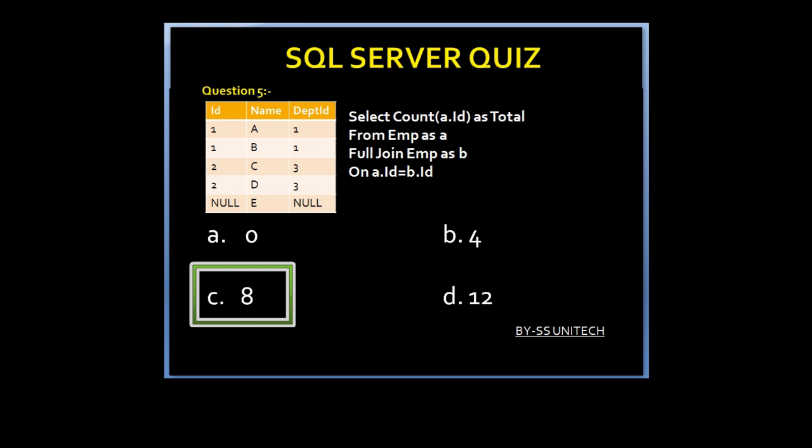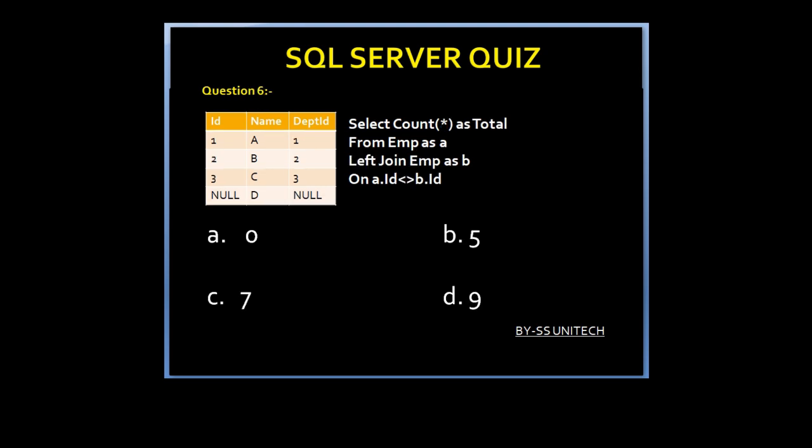So one row will be returned from our left table and one row will be returned from our right table, as two null values are not treated as a single value. So here again we are using this inside the aggregate function, so the null value will be skipped and total rows returned will be 8. So option C is true. Let's move to another question. This is your question and your time starts now.